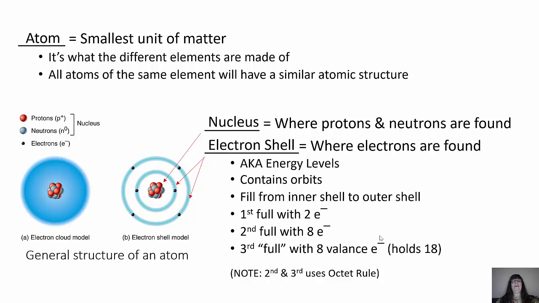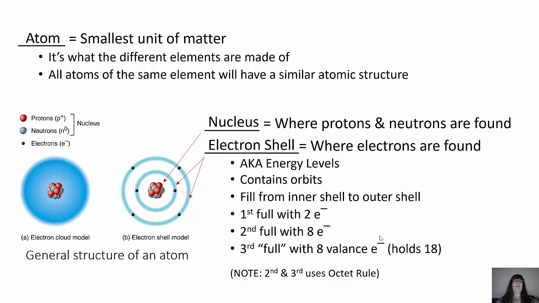Now, the outermost shell is also referred to as the valence shell. So that's why it says the third is full with 8 valence electrons. Valence just means the outermost shell. Now, the first shell fills with 2, and then the rest are going to fill with 8. And that's going to be a very important distinction coming up.